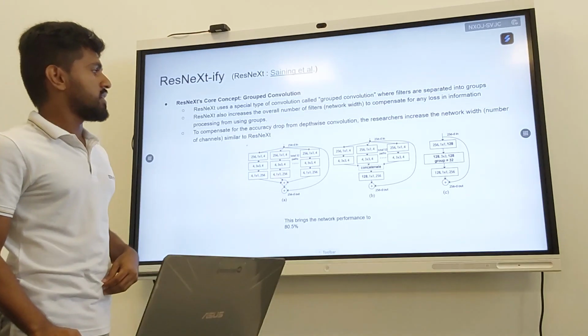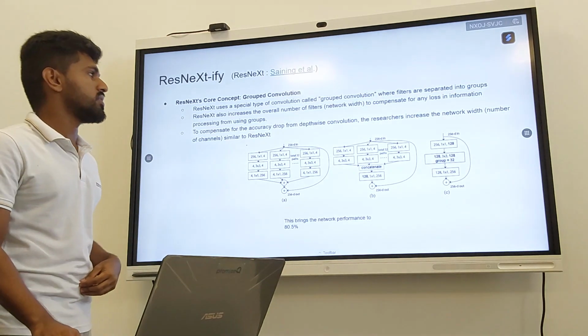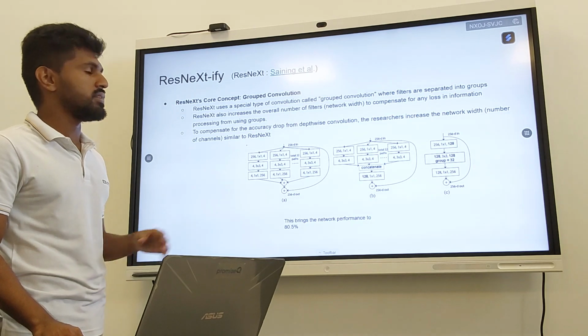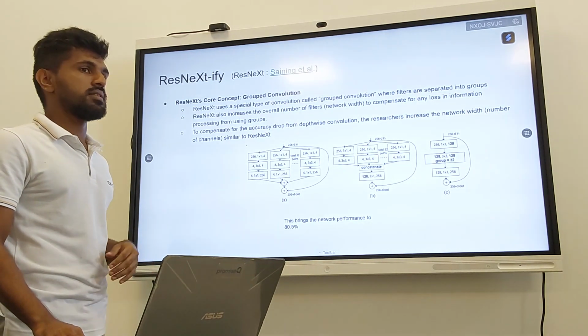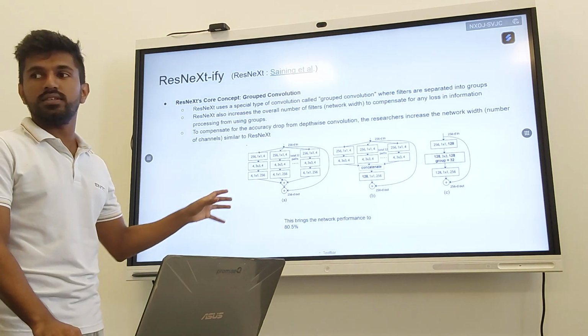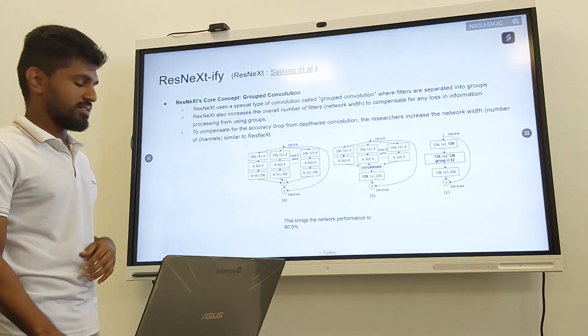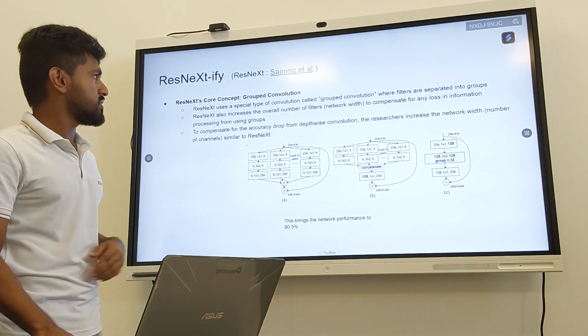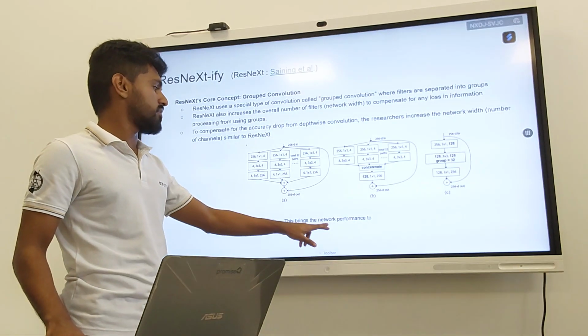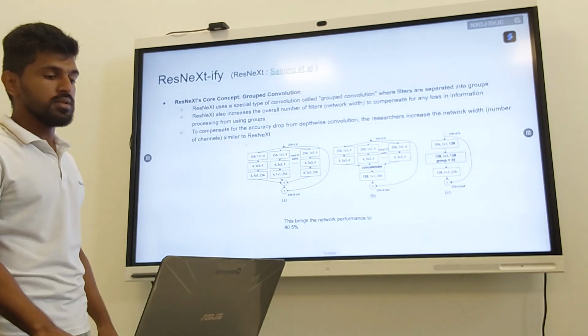So a special type of group convolution we call the depth-wise convolution, so that each group has a different kernel for each patch. From this improvement, they raised the network performance to 80.5.